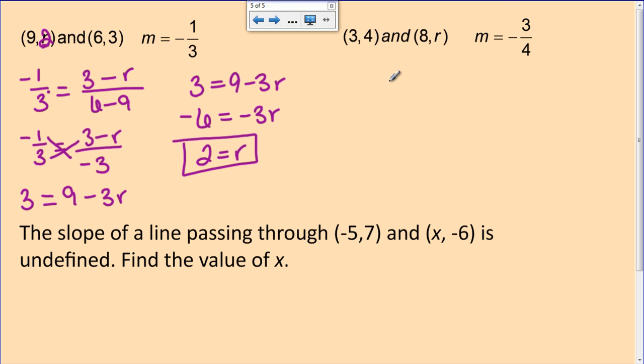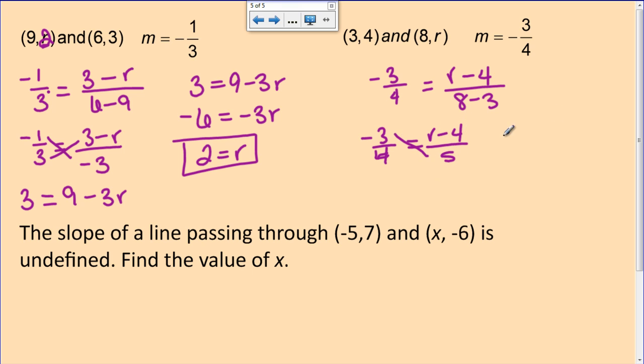So we're going to do this again. My slope is negative 3/4, and that's going to be equal to my y subtracted, so I have r minus 4 over 8 minus 3. Well, we'll simplify. 8 minus 3 is 5, so I have negative 3/4 equals r minus 4 over 5. And we're going to cross multiply again. So negative 3 times 5 is negative 15. And then when I do this, 4 times r is 4r, and 4 times 4 is 16, so minus 16.